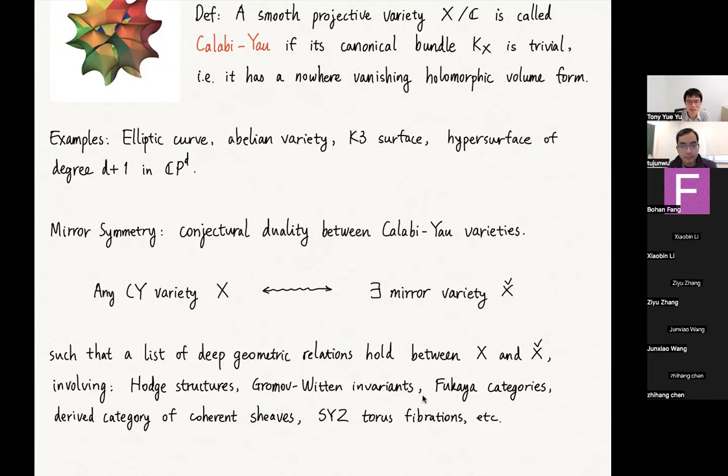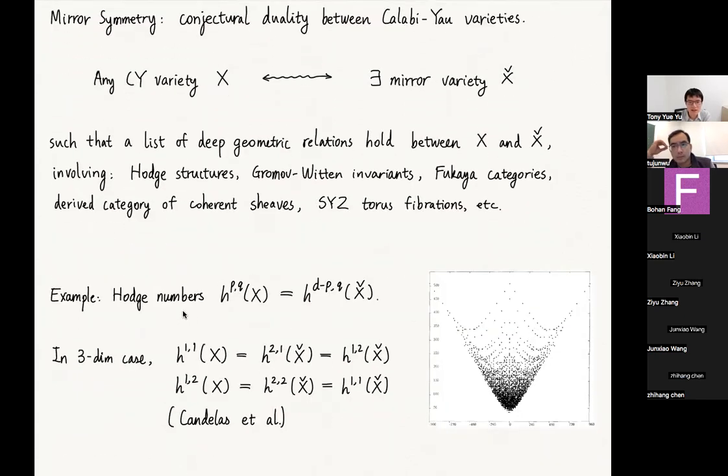I mentioned many names. If you are not familiar, it's okay. I'm just saying that mirror symmetry is a conjectural duality between Calabi-Yau varieties, so that we have lots of relations between this pair. Here is the classical example involving Hodge numbers. We have h^{p,q}(X) equal to h^{d-p,q}(X check). So in this three-dimensional case, we get this symmetry of Hodge numbers shown in this famous diagram computed by Candelas and collaborators.